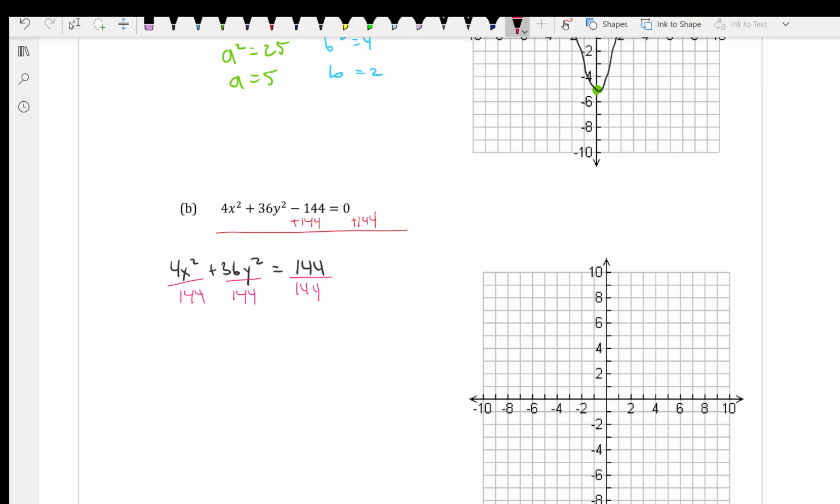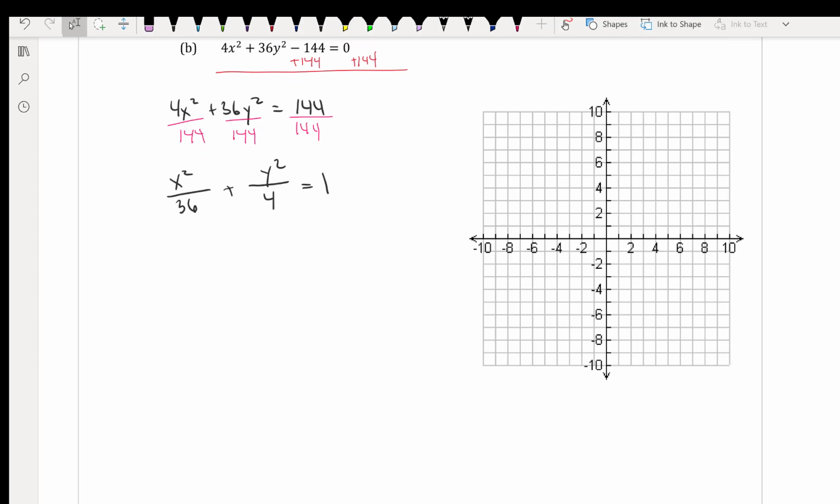So on your calculator, you're going to do 4 divided by 144, and you're going to get that this is going to be x squared over 36. And then you're going to have 36 divided by 144, and that's going to be y squared on top and 4 on the bottom equal to 1. And again, remember, your biggest denominator is your a squared. So a squared, what's bigger, 36 or 4? That's right, 36 is bigger. So then a is equal to 6.